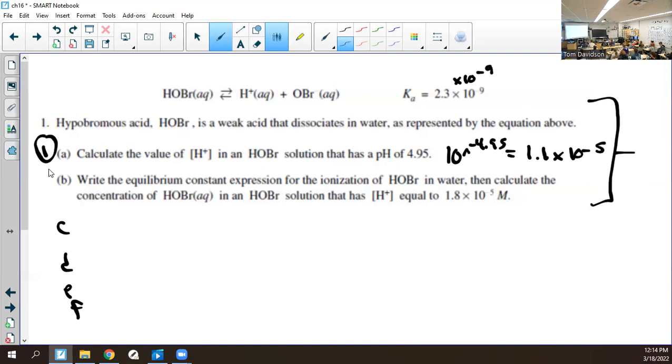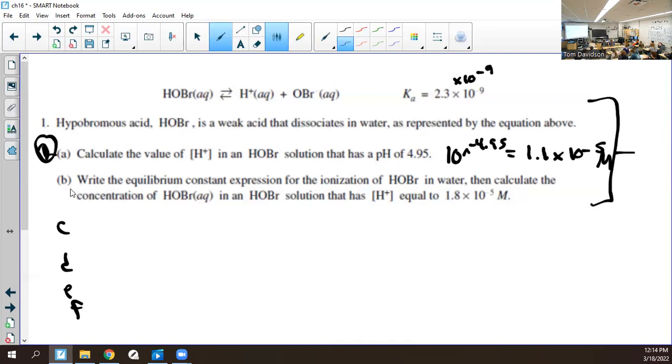Now, honestly, you would actually get 2 points on letter A, because you should have put molar. So you would have got 1 point for the answer, 1 point for the correct unit. All right. So just there, 2/9 of the way through.